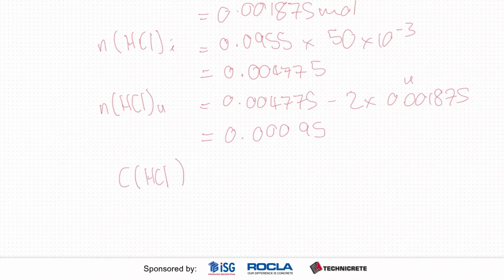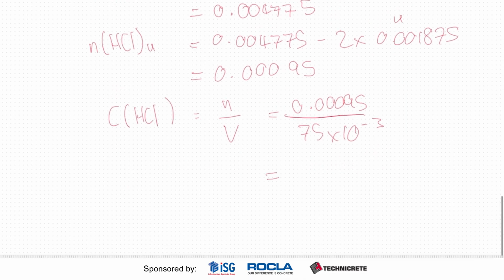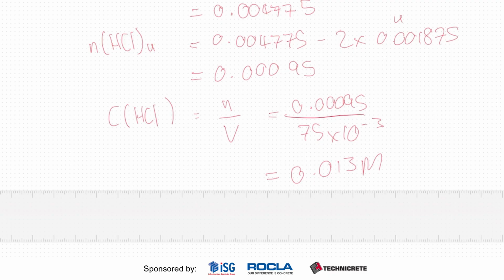And then to get the new concentration, the concentration of HCl is basically n over V, which is 0.00095 over 75 times 10 to the minus 3. That's the new volume in the vessel, because we have to add the 25 and the 50 and then convert to decimeter cubed, and we should get something like 0.013 molar. And that's our answer.